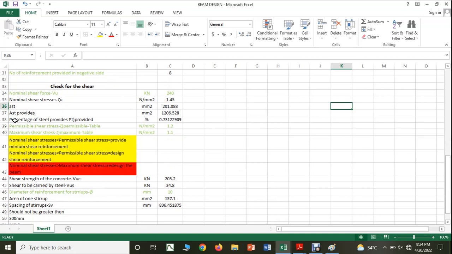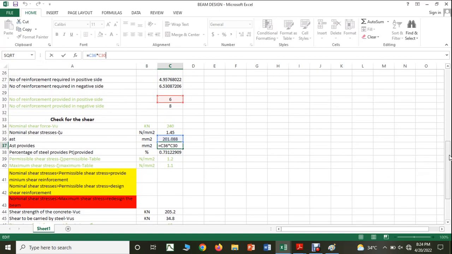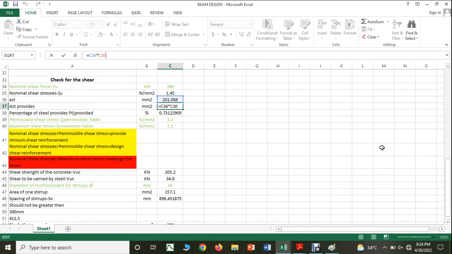You can see that the Ast that is going to be provided is this much. Okay, you can see how it is Ast into C36, which is 36, and the next is C30, which is the number of reinforcement that you have actually provided. Therefore the percentage of steel that you are going to provide becomes this much value, that is 0.73, and now you are supposed to find out the permissible shear stress.